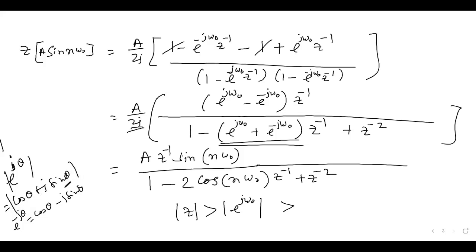Mod of cos theta plus j sin theta, that is root over cos square theta plus sin square theta, which is 1. So that means the ROC is mod z greater than 1. Or if you write minus j theta, its mod is also 1. Okay, so that is the region of convergence.